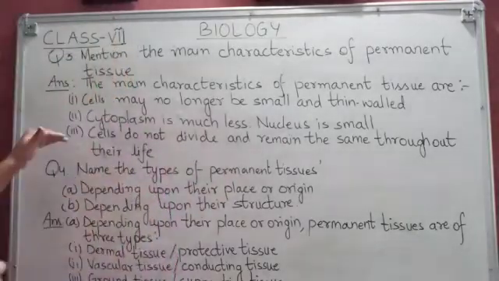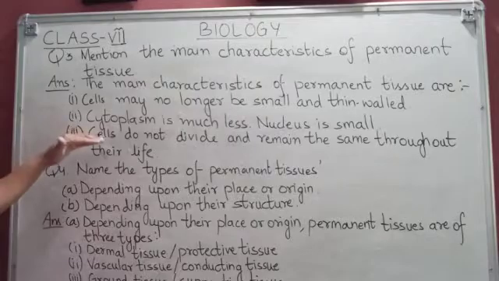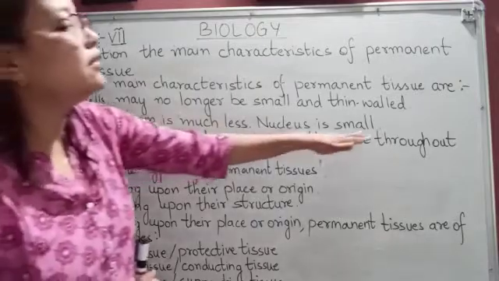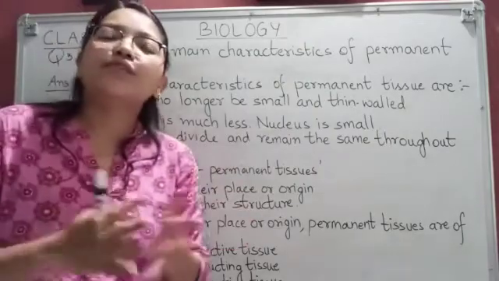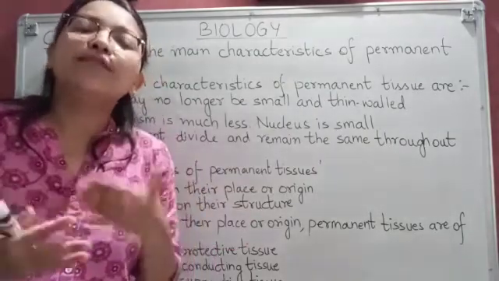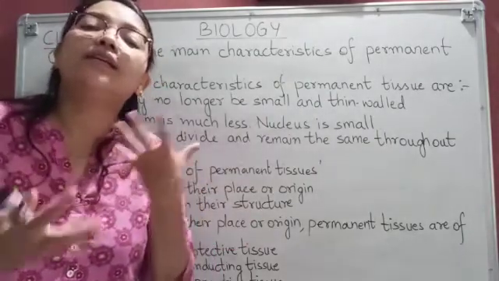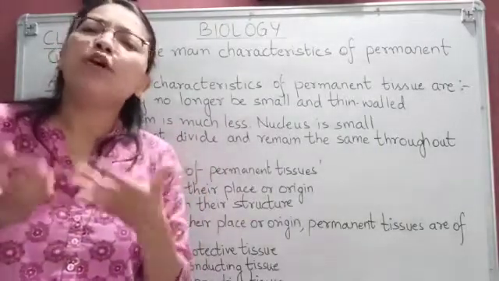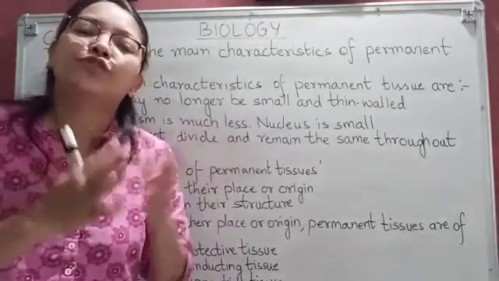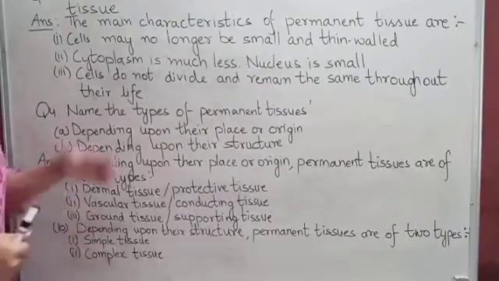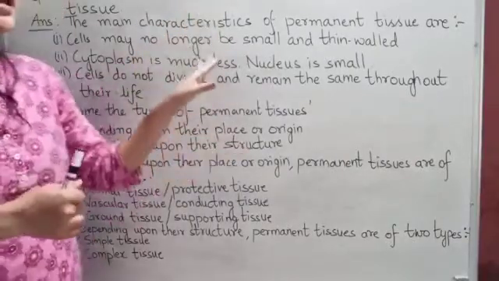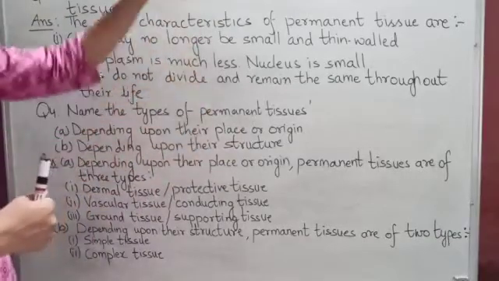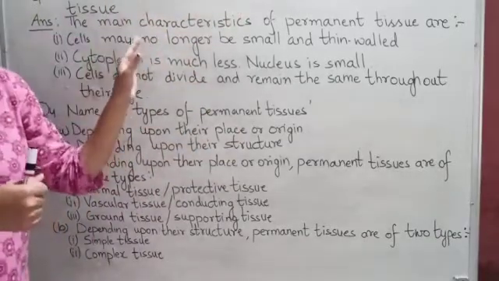Then third, cells do not divide and remain the same throughout their life. But meristematic tissue has actively dividing cells. They keep on dividing till they reach maturity. So by comparing their characteristics, we can write differences between the permanent and meristematic tissue.